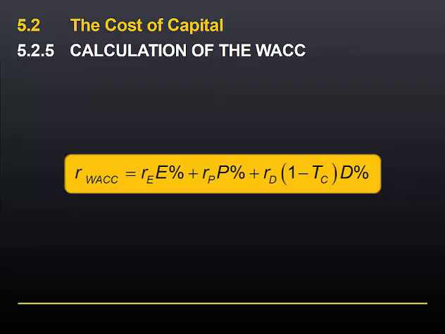We take the cost of ordinary shares multiplied by the weight of ordinary shares in the total capital structure, plus the cost of preference shares times the weighting of preference shares, plus the before-tax cost of debt times 1 minus the corporate tax rate times the weighting of debt in the capital structure.